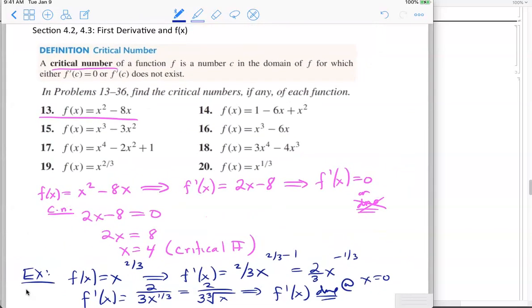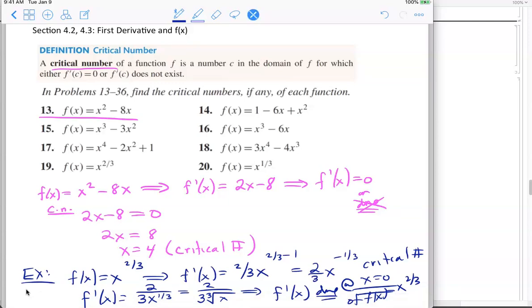When x is equal to 0, this function's derivative does not exist. But x equals 0 is in the domain of the function, so x equals 0 is a critical number of the function f of x is equal to x to the 2/3 power. So that's another couple of examples of the critical number problem.